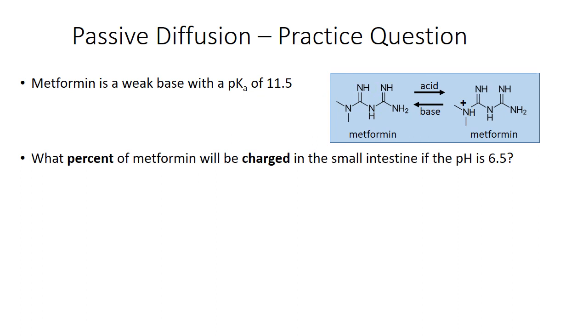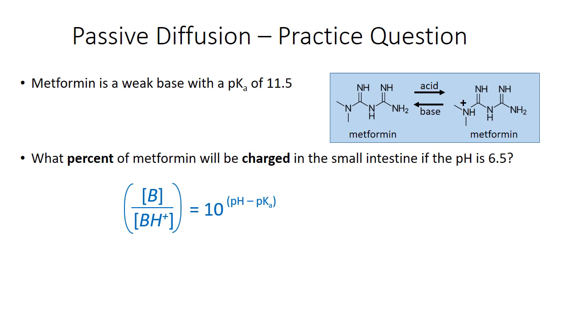So what percent of metformin will be charged in the small intestine if the pH is 6.5? I'm telling you it's a base, so we want to use the base equation. And we're going to start off just by getting the ratio of protonated to deprotonated. I want you guys to pause it now and just finish that calculation.